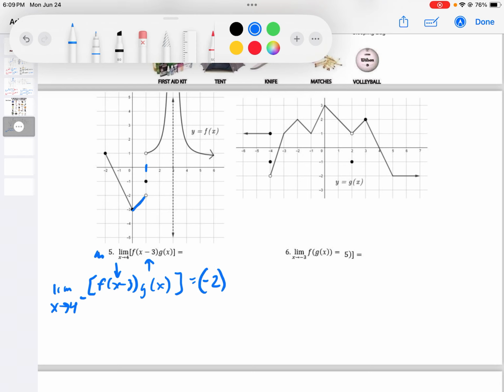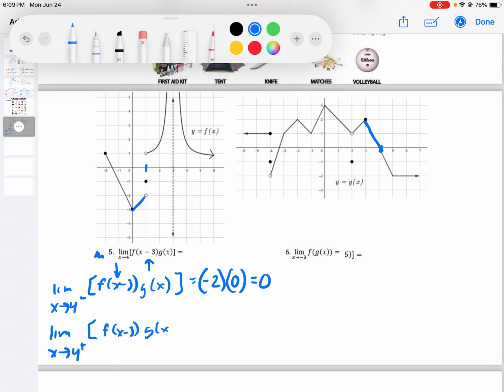Now, it's not a composition, so I don't need to think of from underneath or from above, but I'm going to multiply it by whatever I get when I find the limit as x approaches 4 from the left of the g function. G, okay, here's 4. So from the left, the g function is approaching 0. -2 times 0 is 0. Now find the right-hand limit.